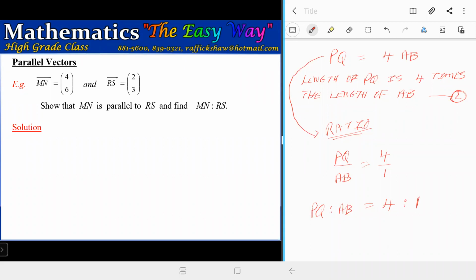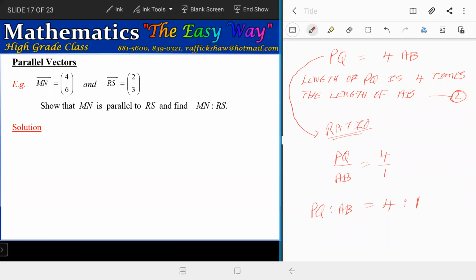Now, in this example over here, I did not multiply the small one to equal the large one. I just looked and I saw that this was actually just 2 times this. It's obvious because of the values, right?